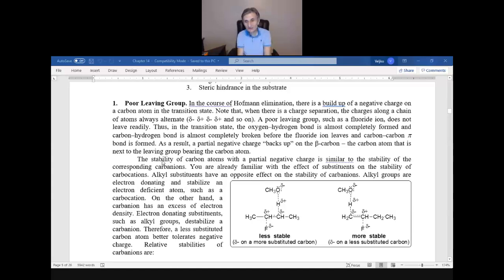So why? Now, Hofmann elimination, of course, is opposite of Zaitsev. While in Zaitsev elimination, the product was the more substituted, more stable double bond, in the course of Hofmann elimination, the product is the less stable, less substituted double bond. So why does a poor leaving group lead to Hofmann elimination?